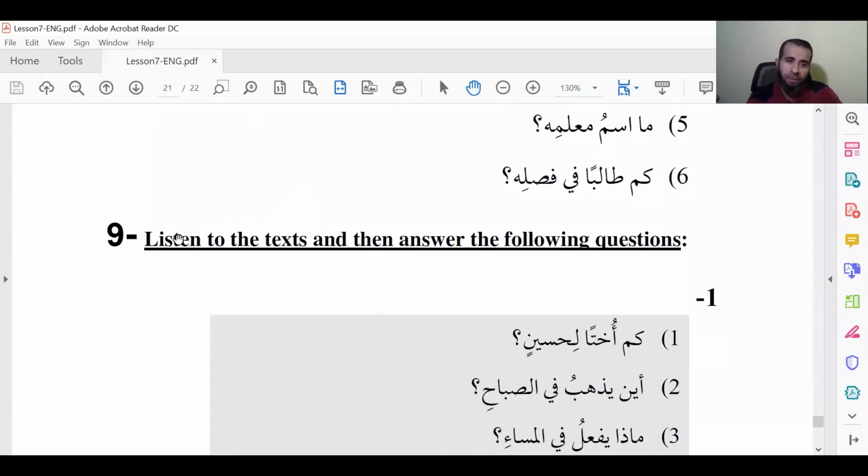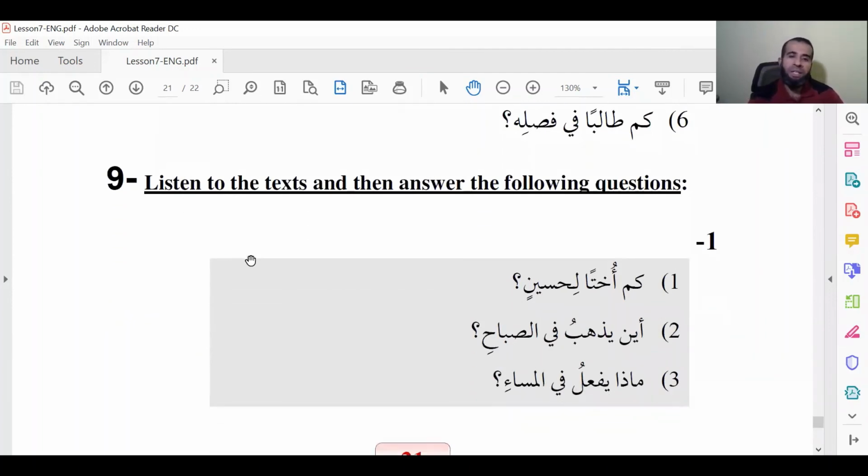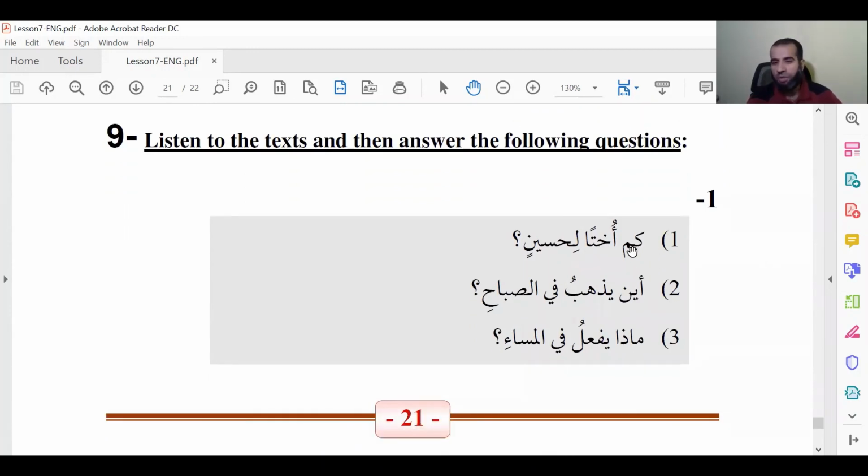Now listening. Now listening in this lesson from this lesson on will be different. You will listen to a text and then you will answer some questions. Number 1 here for example we have 3 questions. كم أختا لحسين? How many sisters does Hussein have? Maybe 1 sister, 2 sisters, 3 sisters, 4 sisters.